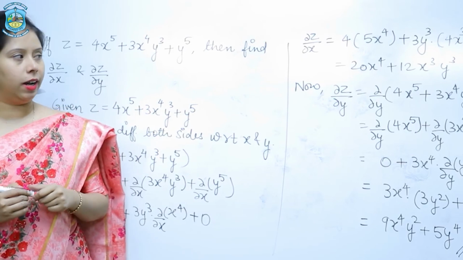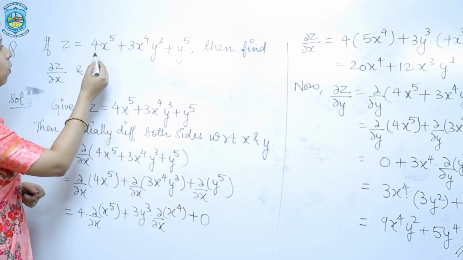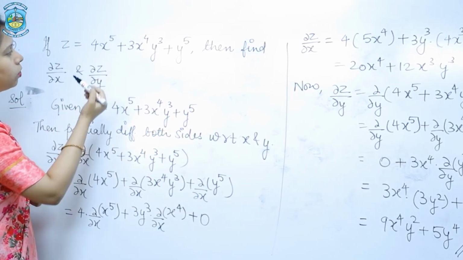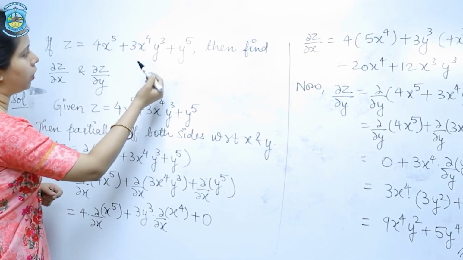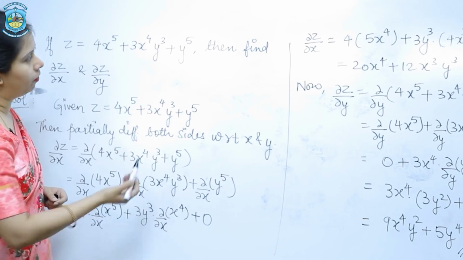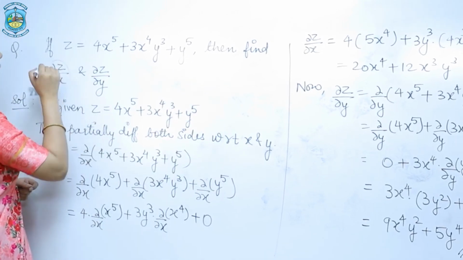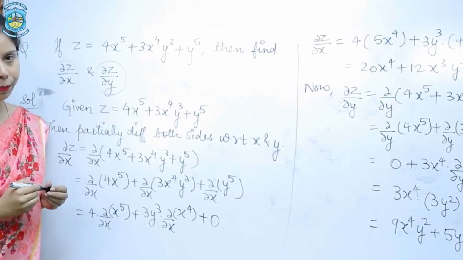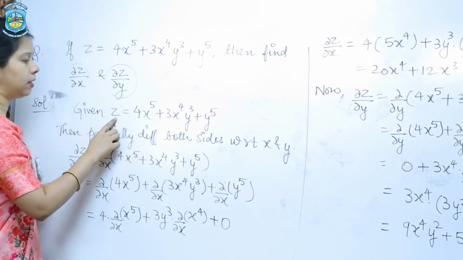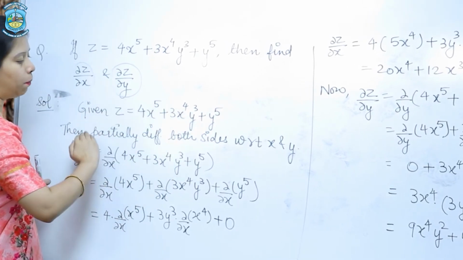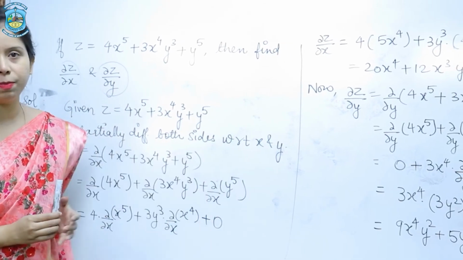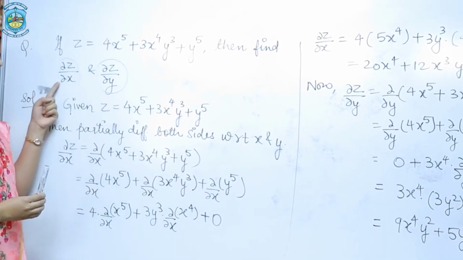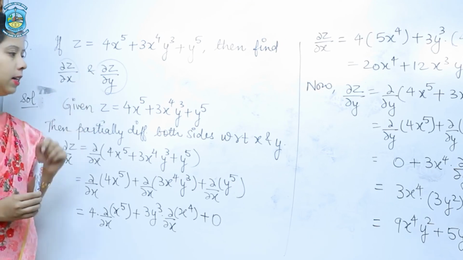So, the second question is, if z is equal to 4 into x raised to the power 5 plus 3 into x raised to the power 4 into y cube plus y raised to the power 5, then find del z upon del x and del z upon del y. So, here the function is z is equal to this much. Now, we partially differentiate both sides with respect to x and then with respect to y, so that we get the values of del z upon del x and del z upon del y.